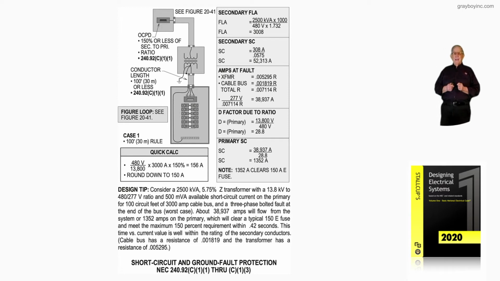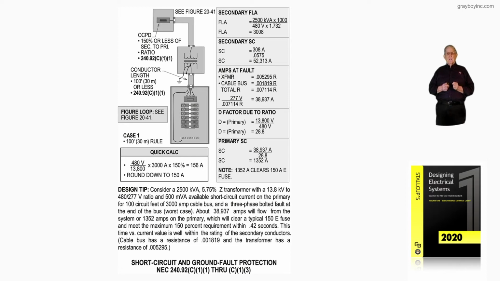About 38,937 amps will flow from the system, or 1,352 amps on the primary, which will clear a typical 150E fuse and meet the minimums of the 150% requirement within 0.42 seconds. Now, this time versus current value is well within the rating of the secondary conductors.